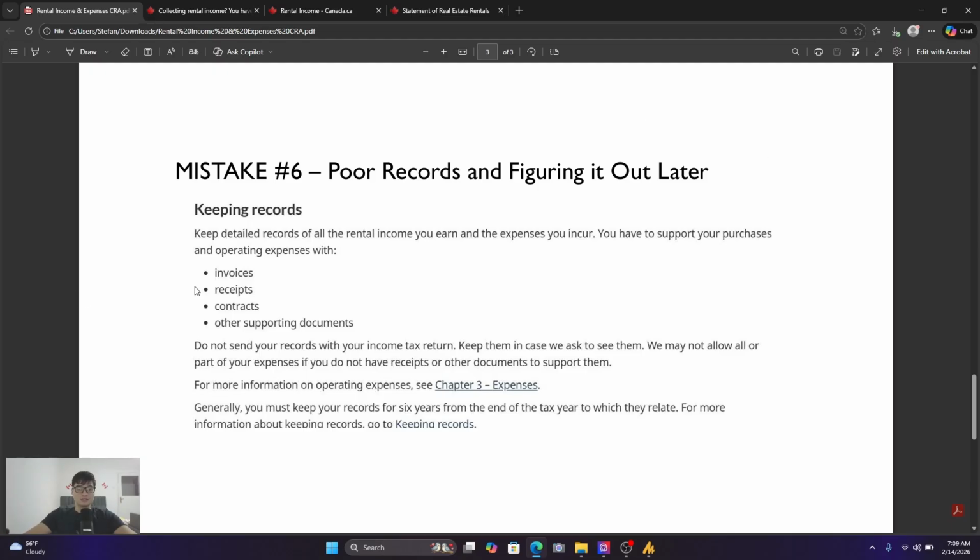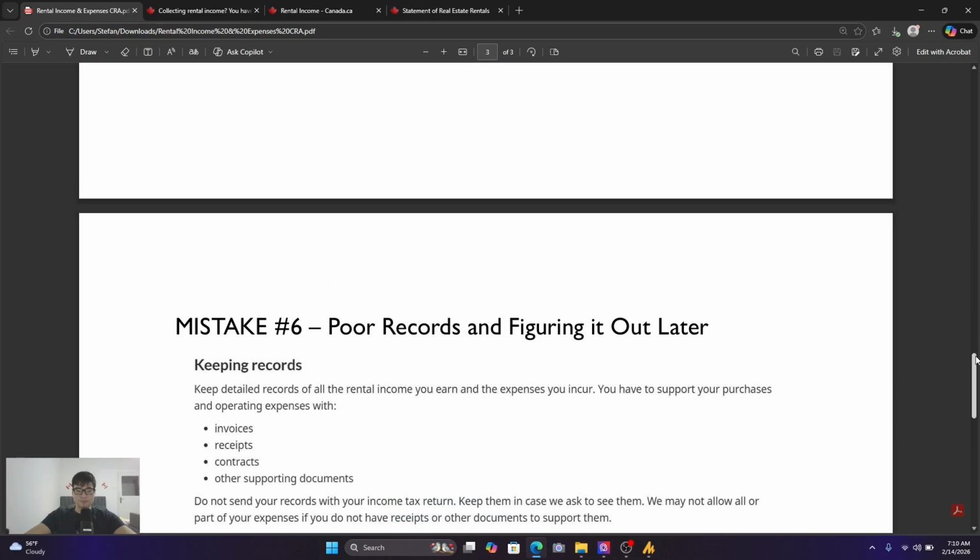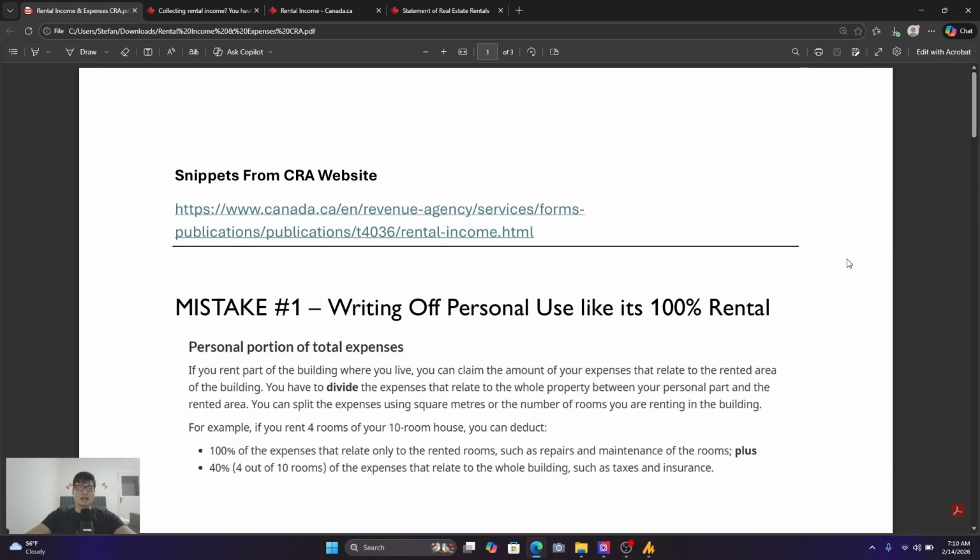So in here, they say keeping detailed records of all rental income you earn and expenses you incur. You have to support your purchases and operating expenses with invoices, receipts, contracts, and other supporting documents. You do not need to send your records with your tax return. Keep them in case we ask to see them. We may not allow all or part of your expenses if you do not have receipts or other documents to support them. So essentially, these are the 5 biggest mistakes that people make and the most common mistakes I see.